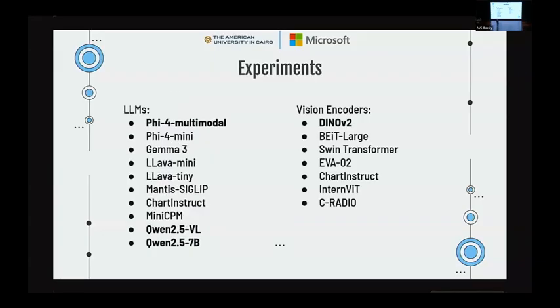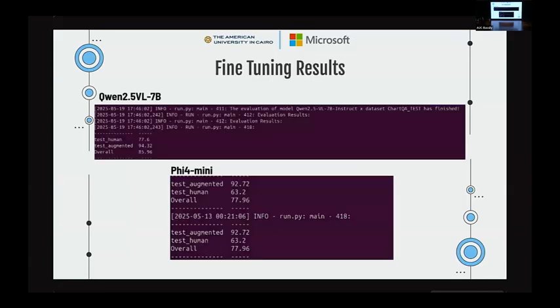We have done a lot of experiments. These are the experiments that we have done practically and ran on our machines. On the left are LLMs, large language models, and on the right are the vision encoders. You can find in bold the ones that are the highlights of our thesis project. We started with some fine-tuning, and these are the results of the fine-tuning. We fine-tuned Qwen and the 5.4 Mini. But results of the fine-tuning weren't very promising.